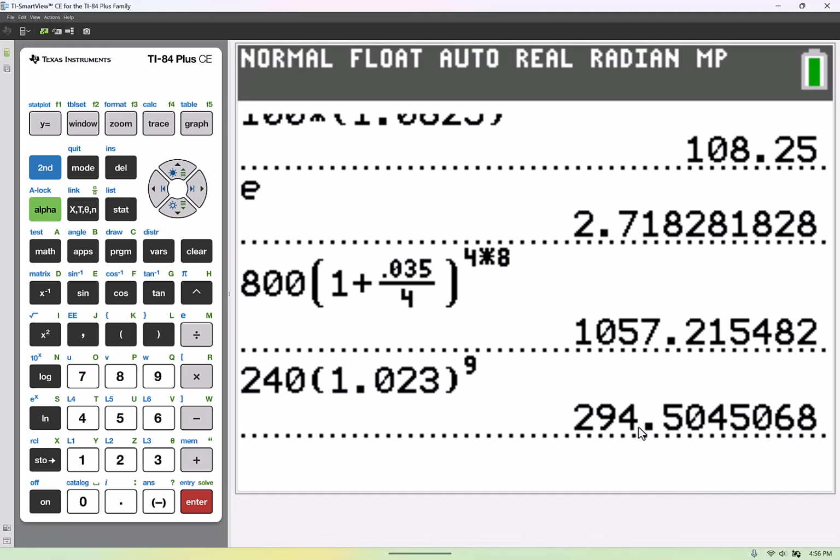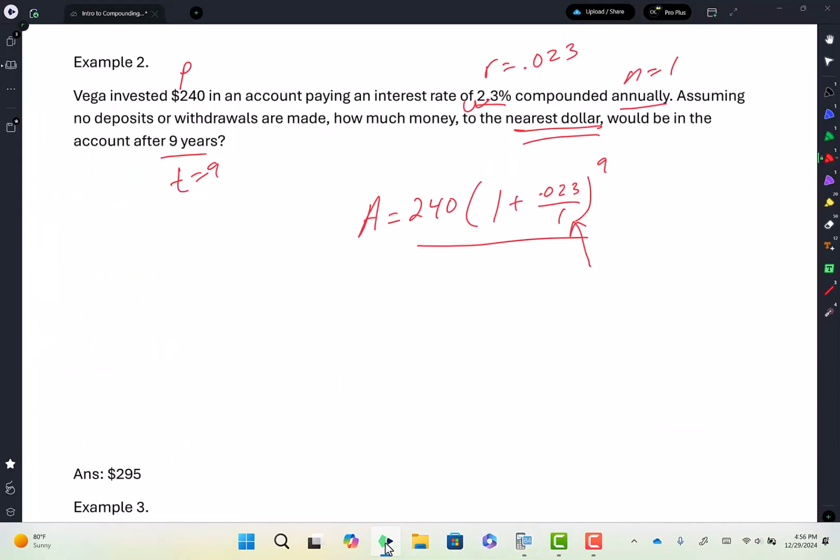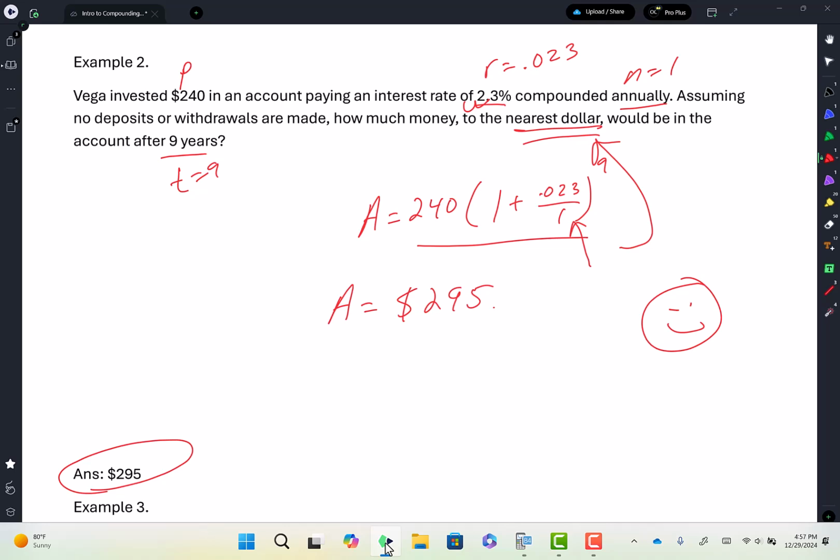294.50. Now, because it says 5, we're going to round this up to 295. So the amount is 295, because they wanted a dollar amount, guys. It's set to the nearest dollar. And there it is. Sorry about that, a happy face.